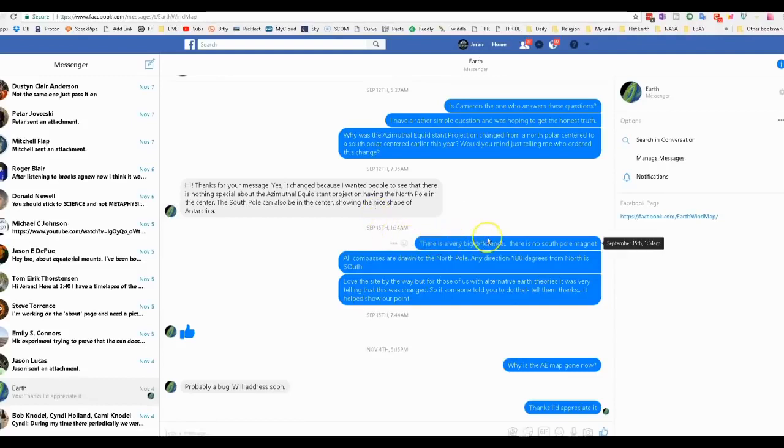So that didn't make any sense to me because, number one, now you're showing people the South Pole. So you're just, if you didn't want people to think the North is important, now you want them to think the South is important?